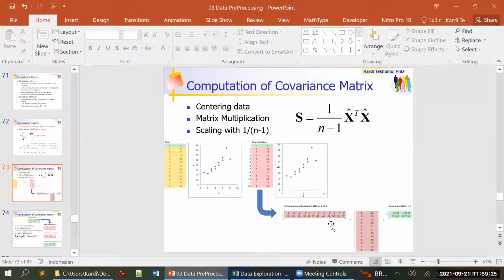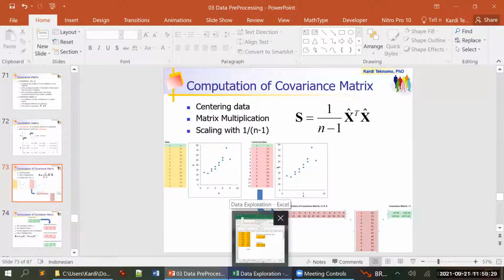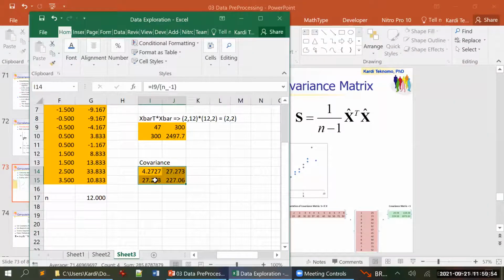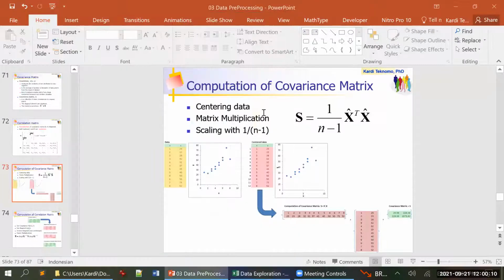Why did I get a different result here? Something is wrong. Oh, the n is 2. The n is the number of variables.